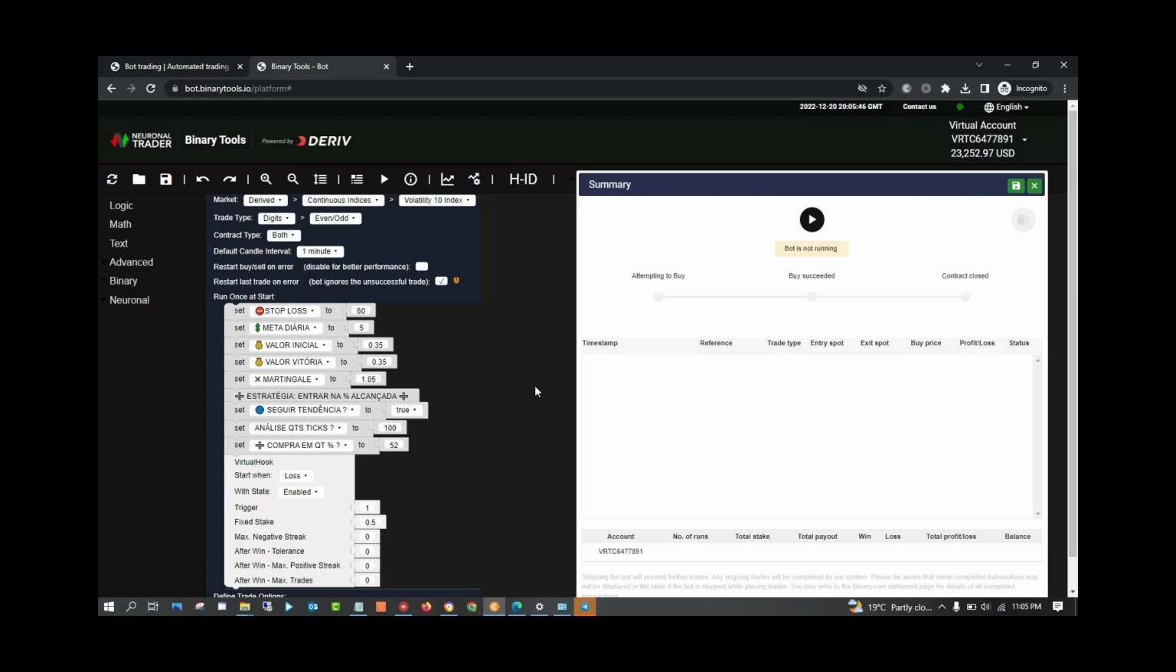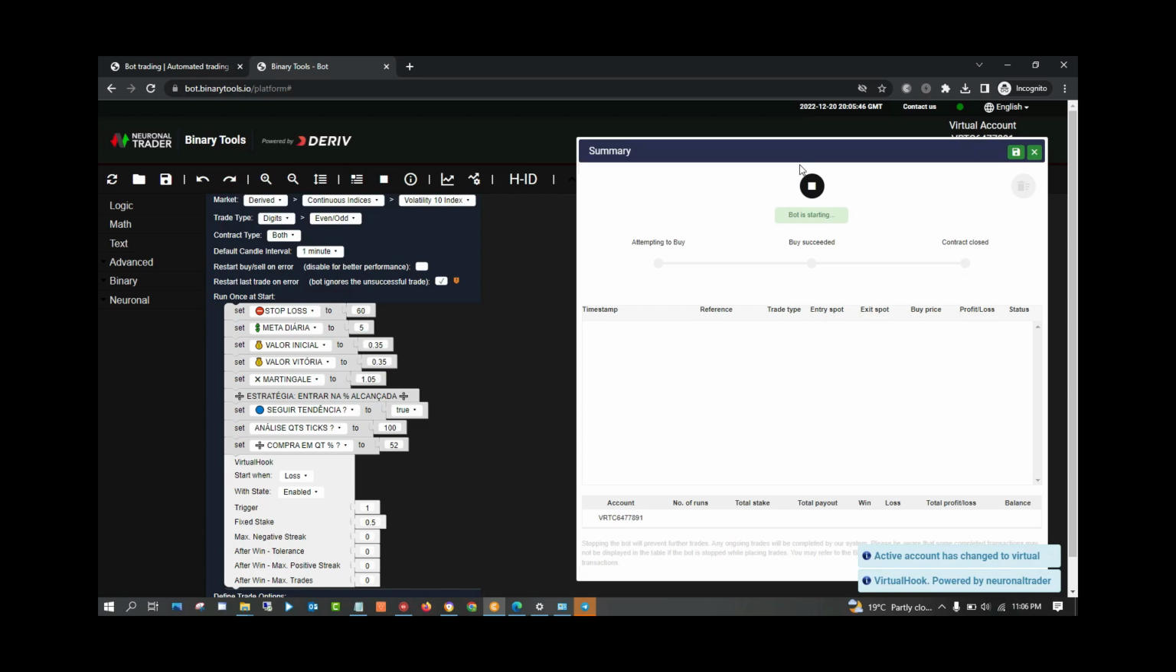Now this bot, when I'm finished with this bot, I will post it in the Telegram group. So for those of you who have access to the Telegram group, you'll just find it there. So let me just start running this bot and you see what is happening.